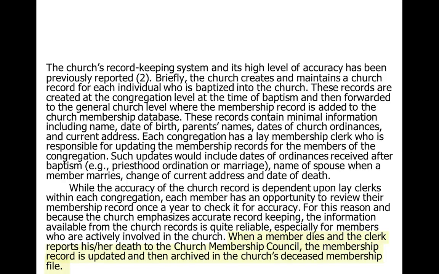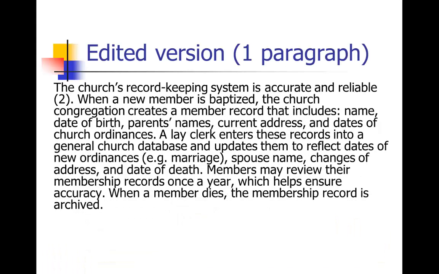And then that last sentence about when a member dies, we don't need to know that it's reported to the church membership council because what we care about here are the records. That's what we're using for the study. So we can get rid of a lot of extra details here. It's really not that important who's doing the reporting and who's archiving the records. We already know it's the lay clerk who's keeping track of these things. So I just pared that down to when a member dies, the membership record is archived. So you can get this down quite a bit. Hopefully you were able to get something similarly short.